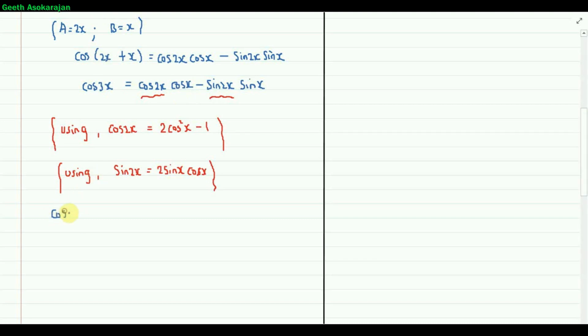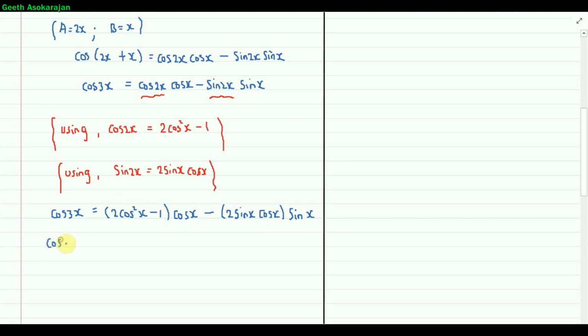When I apply them, I'm going to have cos 3x on the left, as you can see. That is equal to cos 2x, which is 2 cos squared x minus 1. So let's replace: 2 cos squared x minus 1, multiplied by cos x. Don't forget to multiply by cos x. Minus sin 2x, so let's replace by 2 sin x cos x, multiplied by sin x. Don't forget to multiply by sin x.